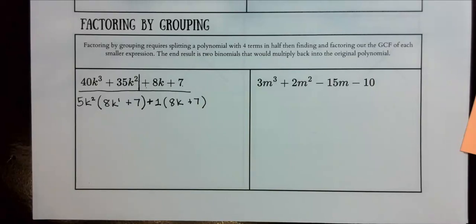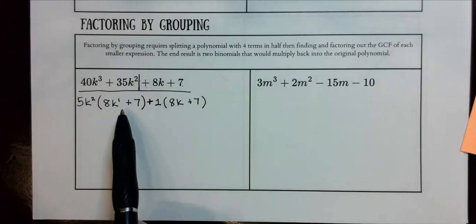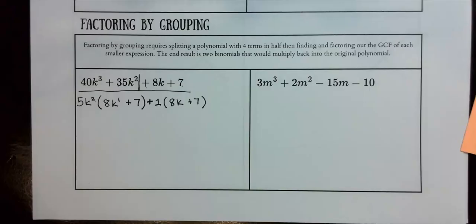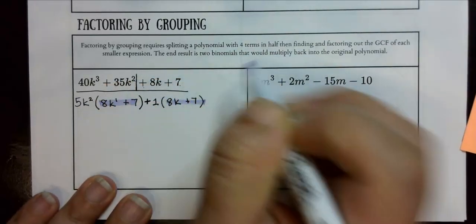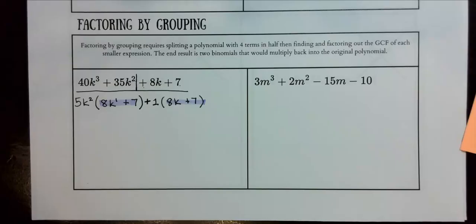And I do want to remind you that when we're factoring by grouping, we want to make sure that both parentheses are exactly the same. So this is a good checkpoint to see, did I do this right? And you'll know you did it right because both parentheses will be exactly the same. All right, so if they are exactly the same, you know you've done it right.